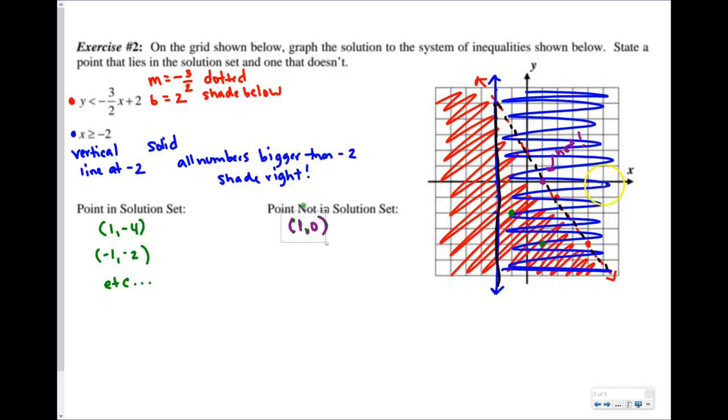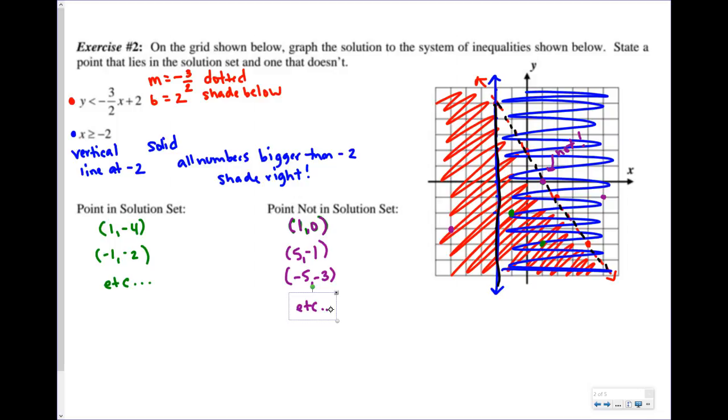Here's another point not in the solution set over here. 1, 2, 3, 4, 5, -1. It's in the solution set of the blue, but not the red. Over here is a point in the red, but not the blue. -1, 2, 3, 4, 5, -3. So these are all points that are not in the solution set. So it's really important to be able to determine what's a solution and what's not. You want that overlap shading.